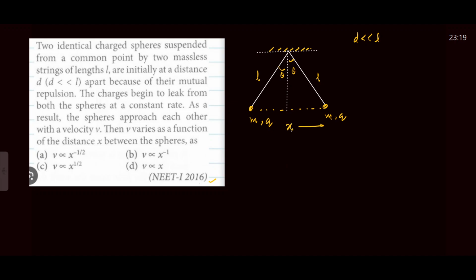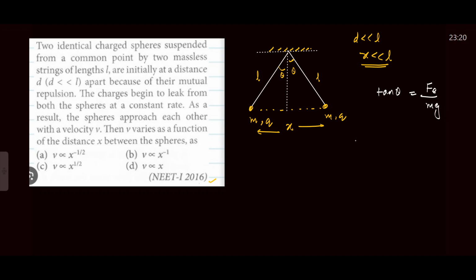I'm saying this is the separation. By the way, this x is also much less than L. That is no need to tell. This is also the same thing. Now the question is very simple. I'm asking you, can we write directly tan theta is equal to what? Fe by mg. The answer is correct. Yes, we can write it because just now we have calculated this part.